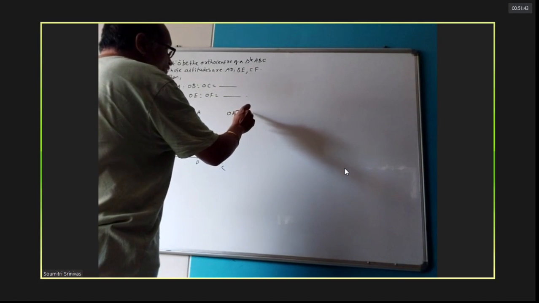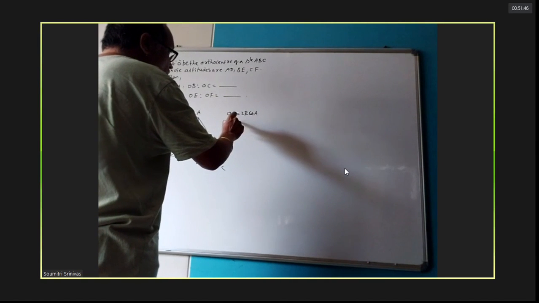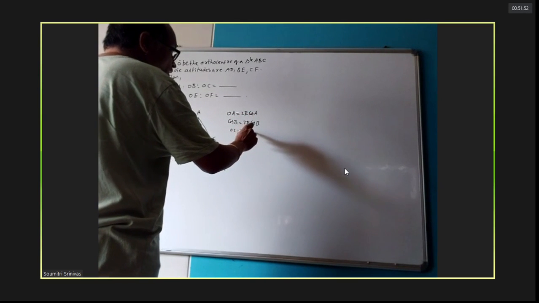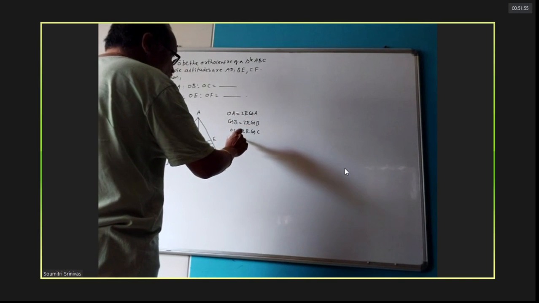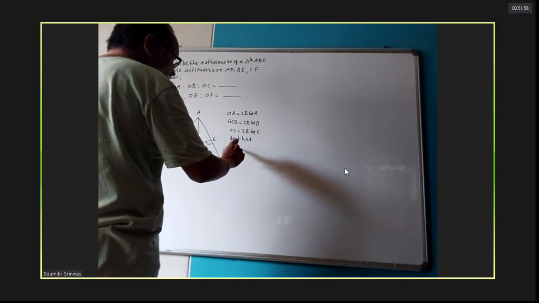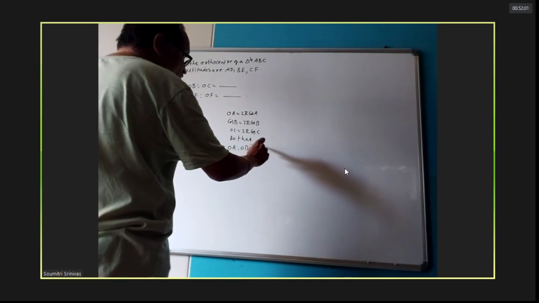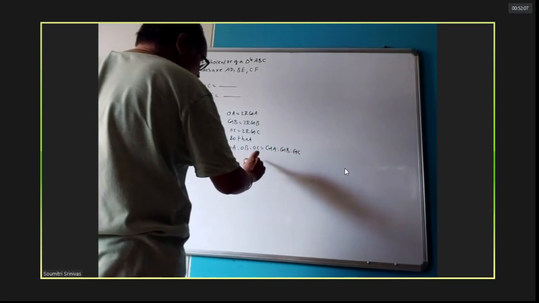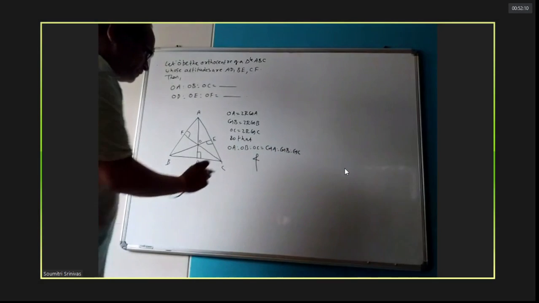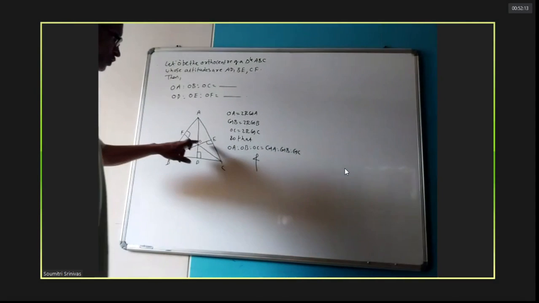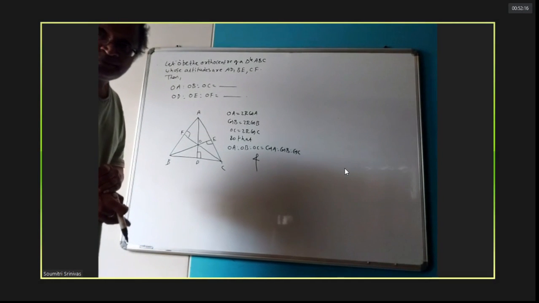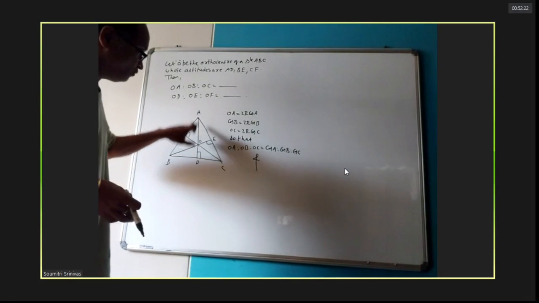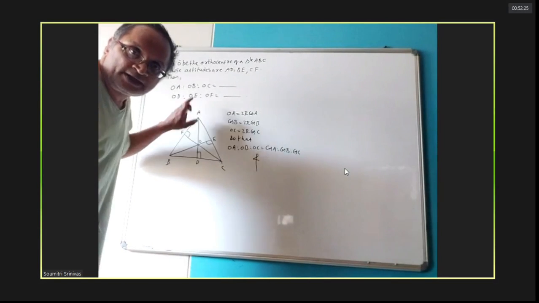Here OA is 2R cos A, OB is 2R cos B, OC is 2R cos C, so that OA is to OB is to OC is equal to cos A is to cos B is to cos C. And pay attention now. This is orthocenter से vertex को distance.